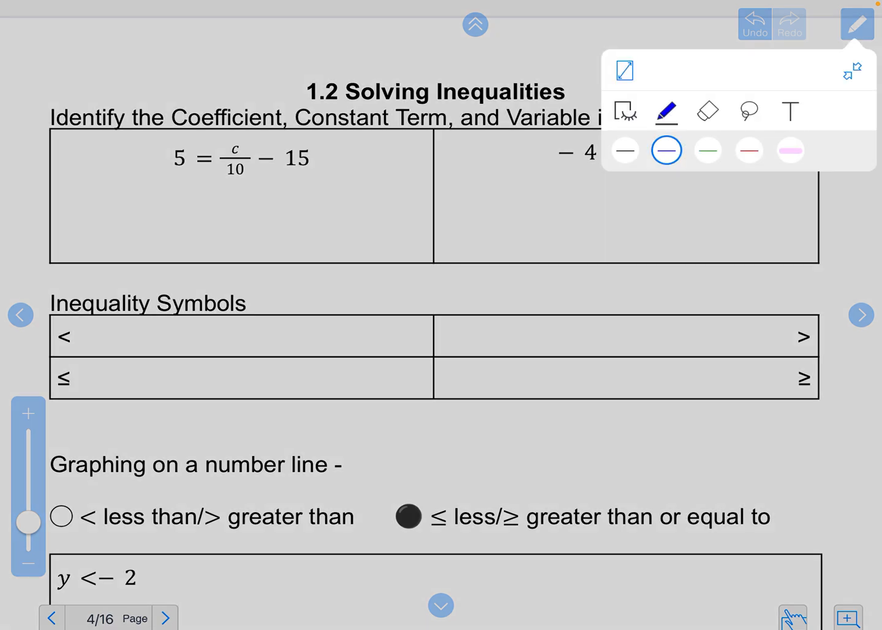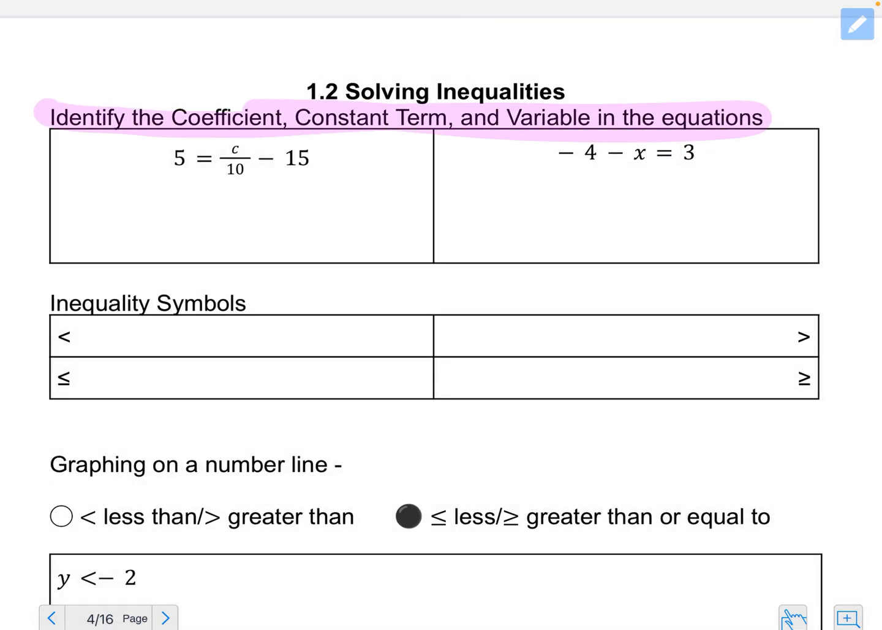This first section right here is just a review of the previous lesson, so go look at those notes and real quickly fill those in, and if you need to, check it with the completed class notes.